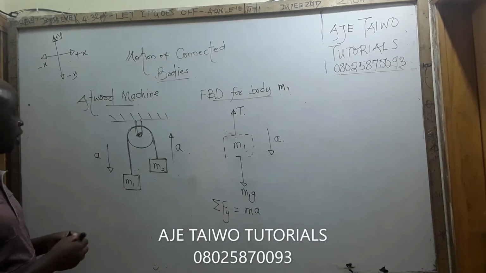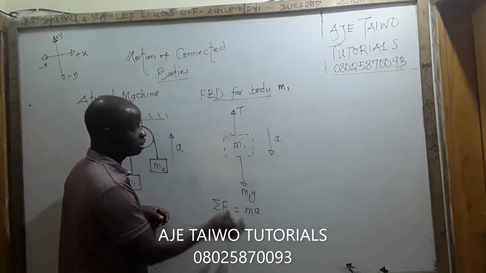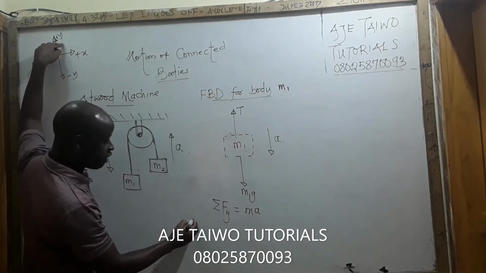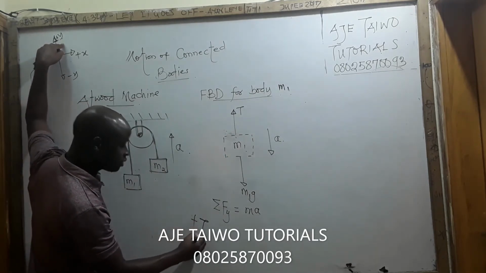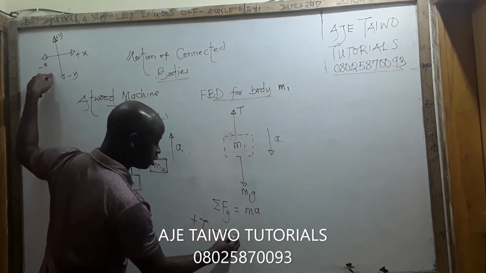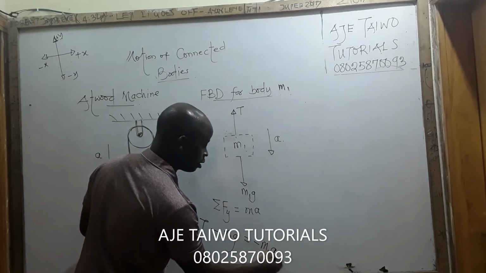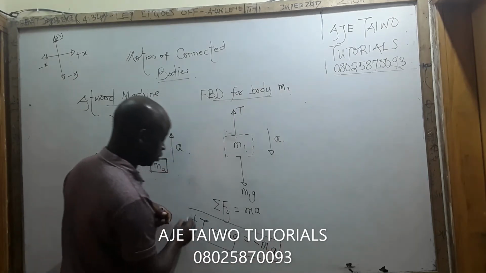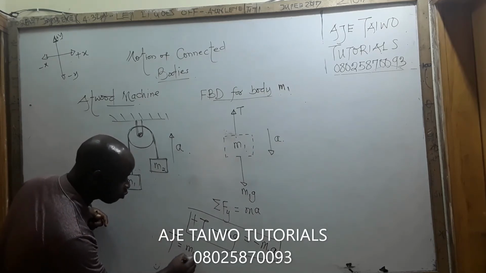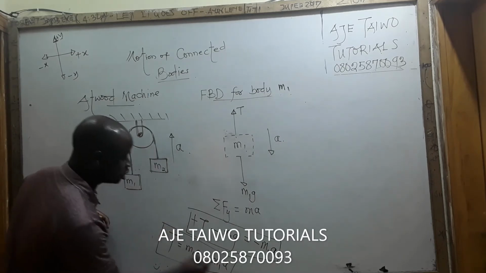Where are the Fy? In this case, the Fy are tension and M1G. This acting upward is positive Y, so you have plus T. This acting downward is minus M1G, equals, this acceleration is downward, minus M1A. You can see that. So T equals M1G minus M1A.